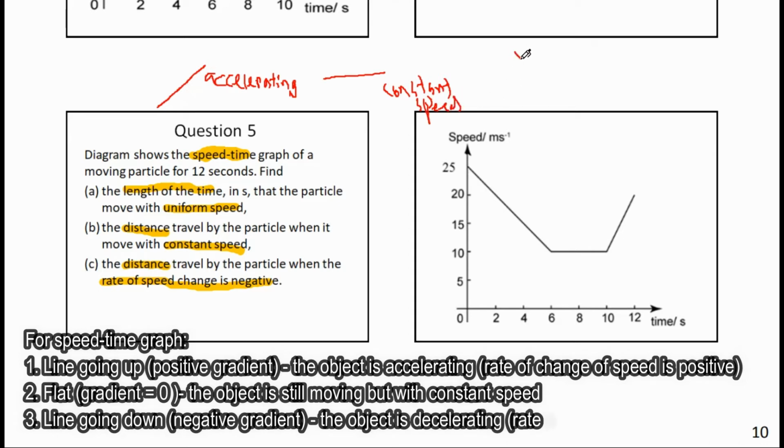Then if we have a line going down, negative gradient, that means this object is decelerating. The speed of this object is decreasing.